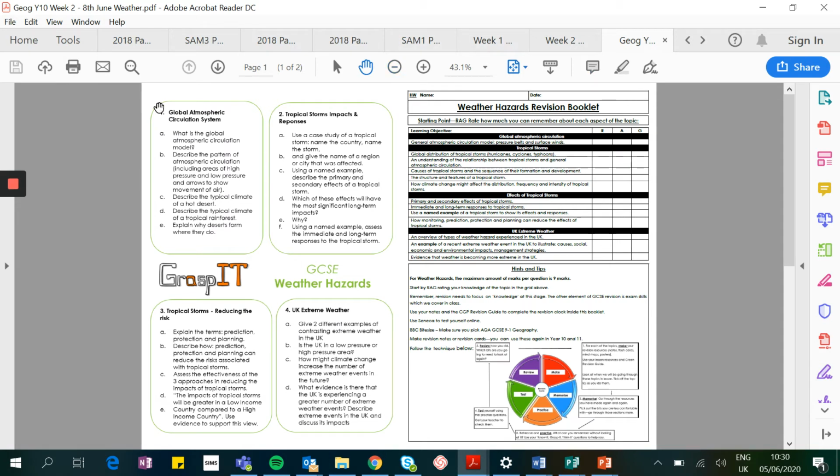On the back of the booklet, I'll go on to this bit next because it's here in front of us. So what you've got here is some sort of middle range knowledge questions about the topic. And again, global atmospheric circulation system, tropical storms, the impacts and responses, tropical storms, reducing the risk, more about managing the tropical storms, and then the UK extreme weather examples there. So you can go through those questions again and make sure that you've got an answer to everything on there. If you don't know it, get your CGP revision guide out and have a look.